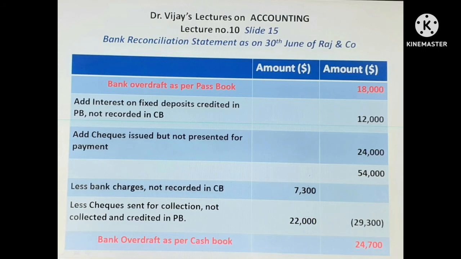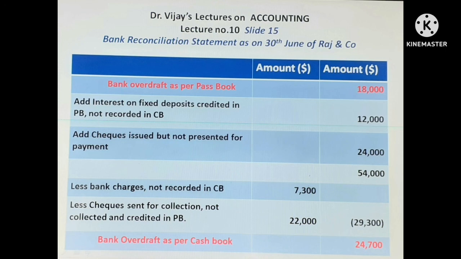Slide 15 gives the bank reconciliation statement of Rajan Company on 30th June. The answer for try by self problem number 2. Bank overdraft as per passbook $18,000. Two items are added. Interest on fixed deposits credited in the passbook, not recorded in cash book, $12,000. And checks issued but not presented for payment, $24,000.